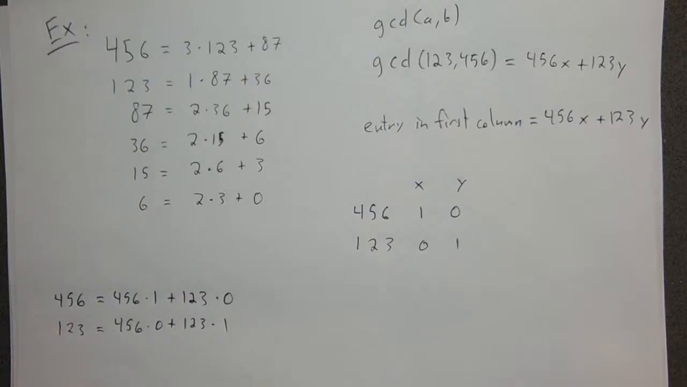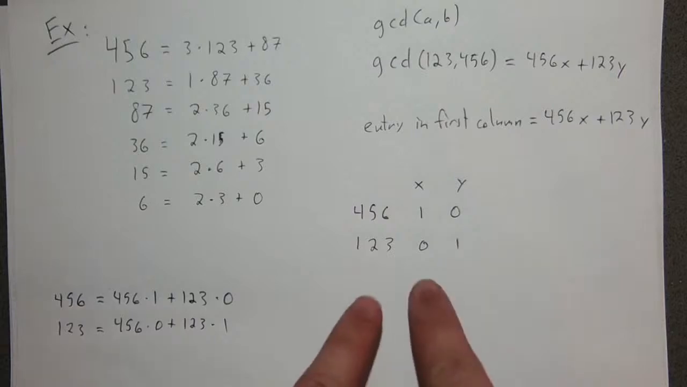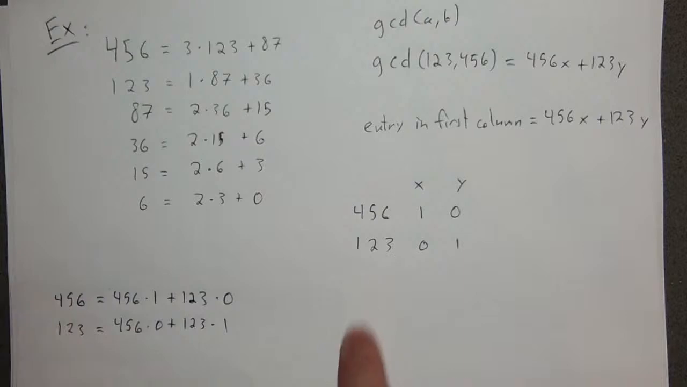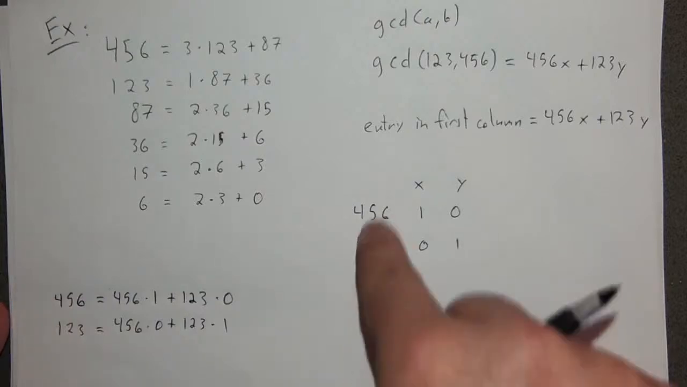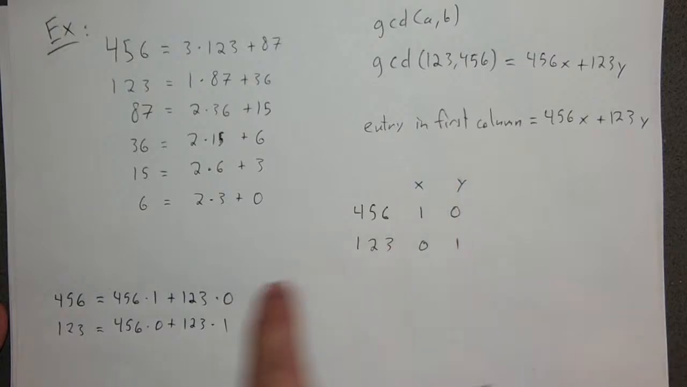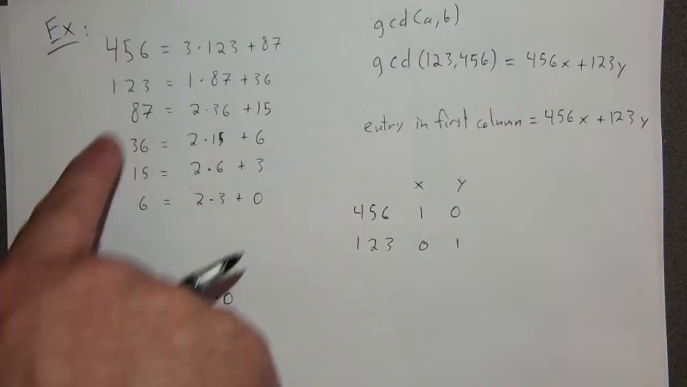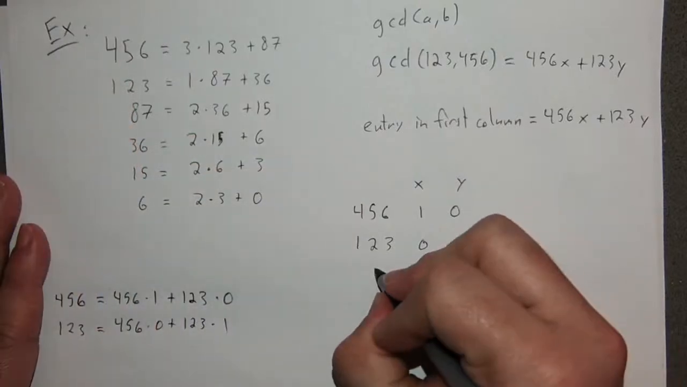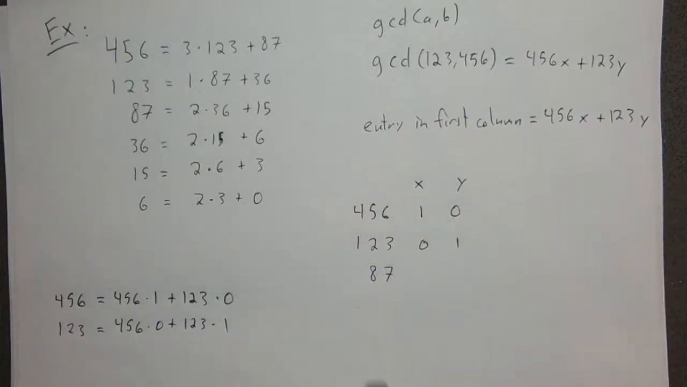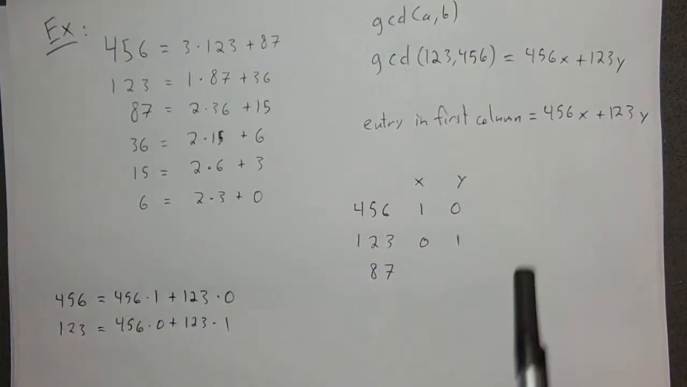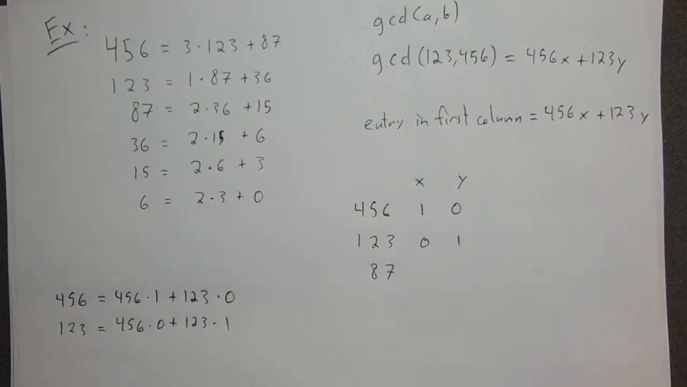Now, here is where things get a little funky. So what is it that I want to do here? I want to try to fill in this table where the leftmost column contains entries that are my entries in this Euclidean algorithm process. So I want the next entry here to be 87. And so I want to think about 87 as a linear combination of 456 and 123.